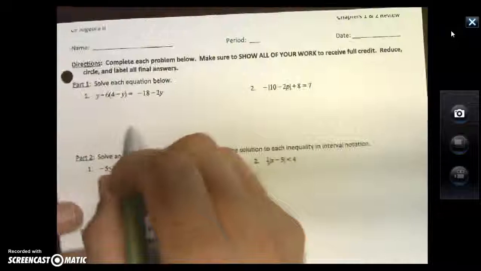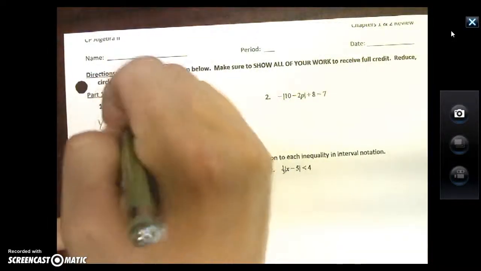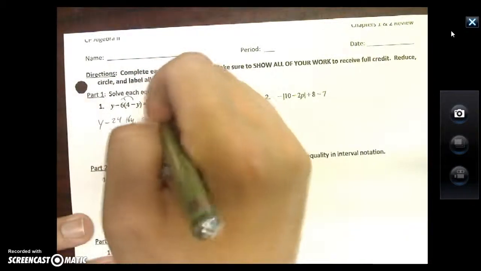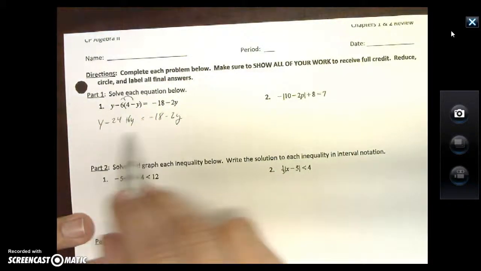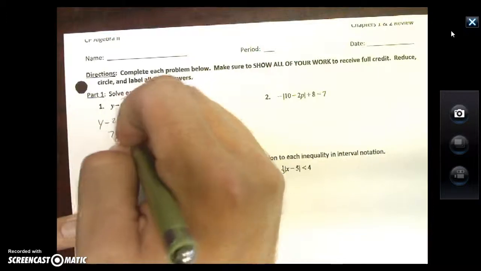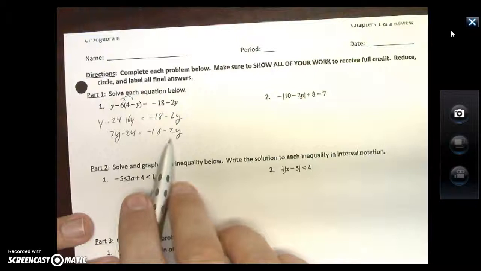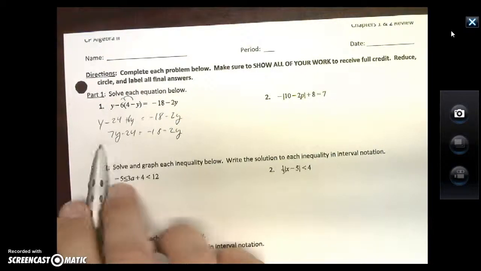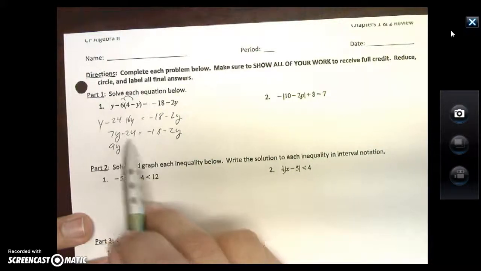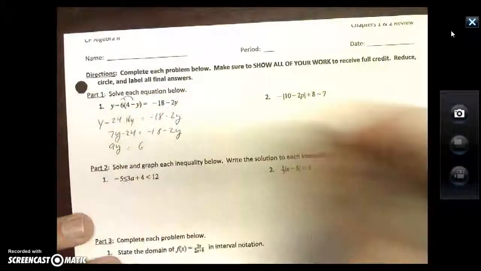First thing we want to do here is distribute. Okay, so I'm going to get y minus 24 plus 6y equals negative 18 minus 2y. On the left hand side, combine like terms. Y and 6y is 7y. From here, I'm going to bump over the 2y and add it over to get 9y over here. I'm going to combine two steps into one. Add 24 over. Negative 18 plus 24 gives me 6.